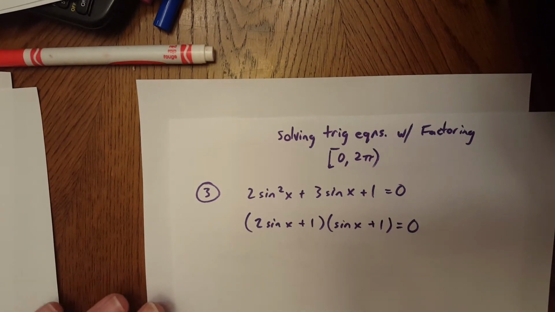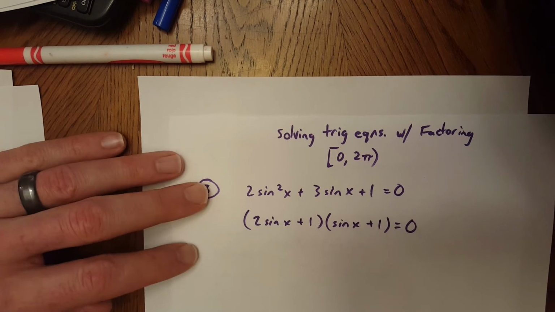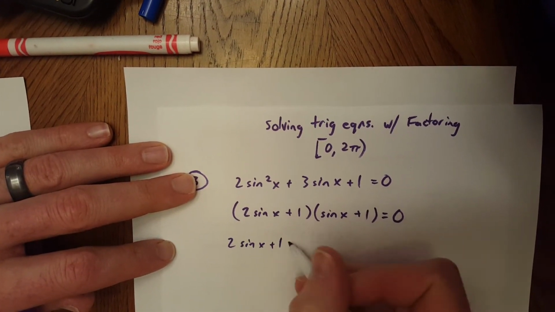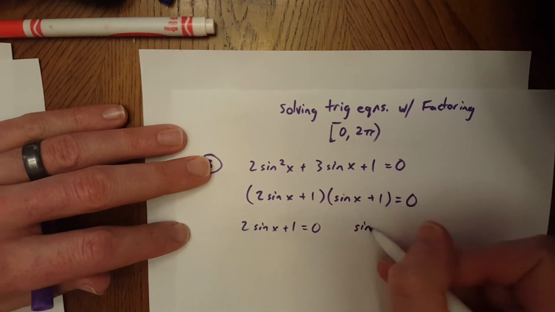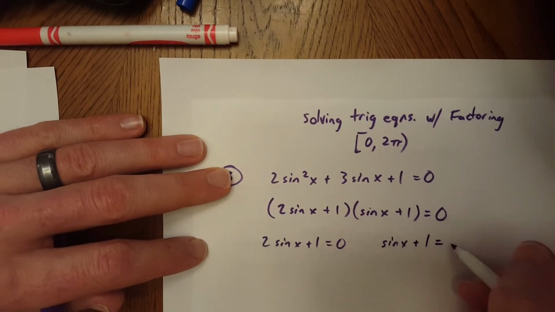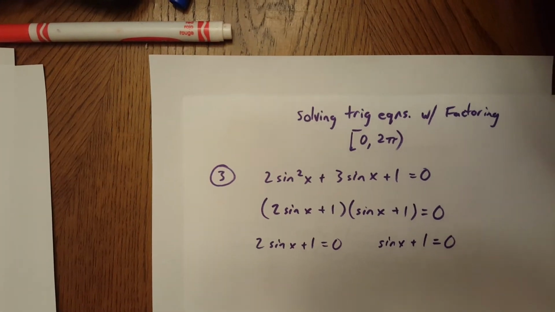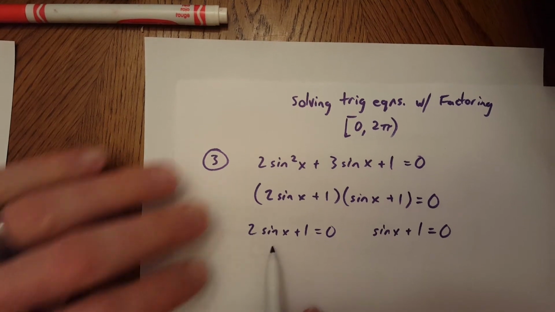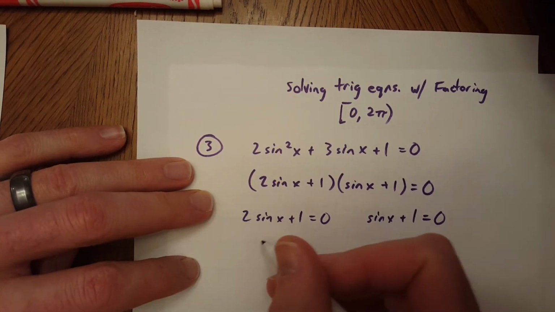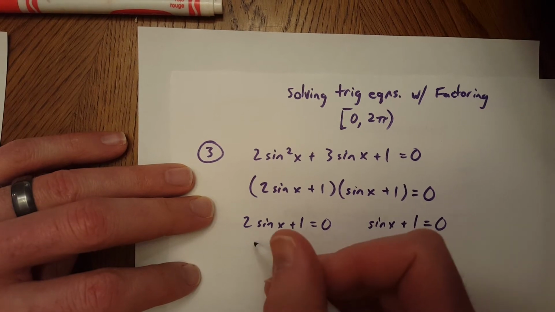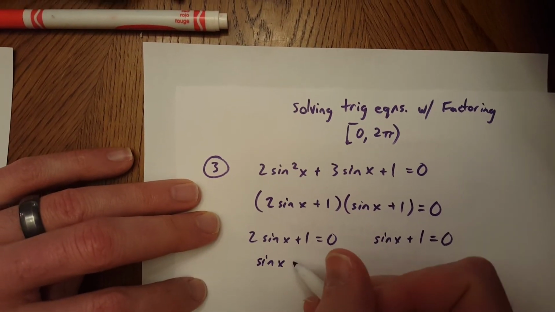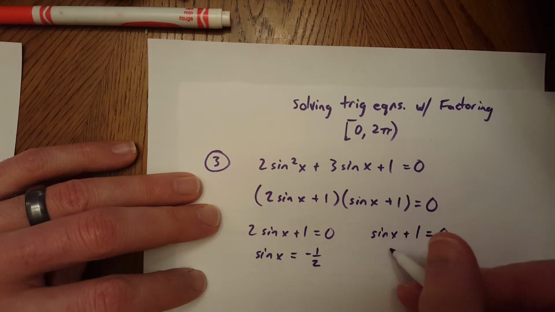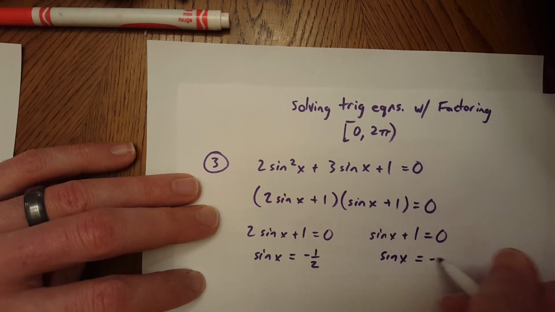Now we can split this up using the zero product property. So we make two mini equations. One of them is going to be 2 sine x plus 1 equals 0. The other one, sine x plus 1 equals 0. All right, so we've got both of those now, and we're going to solve them individually, mini equations, and so we're going to isolate sine of x. So minus the 1 divided by 2 gives us sine of x equals negative 1/2. Over here, I'm just going to subtract the 1, sine of x equals negative 1.